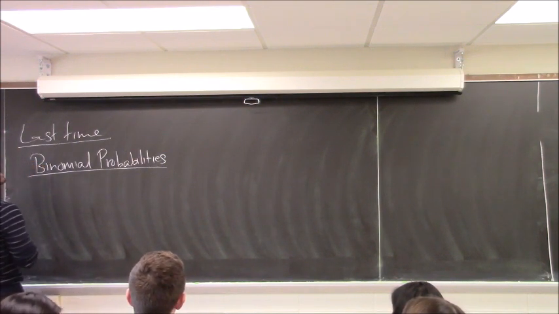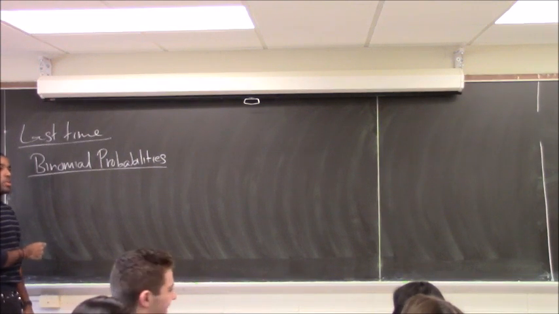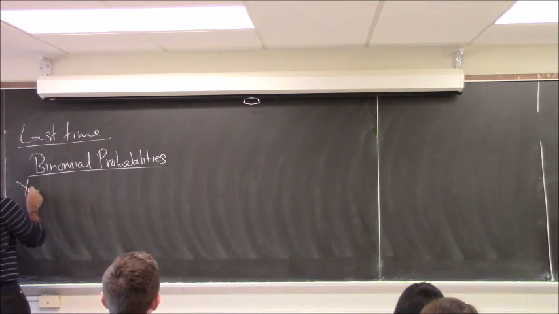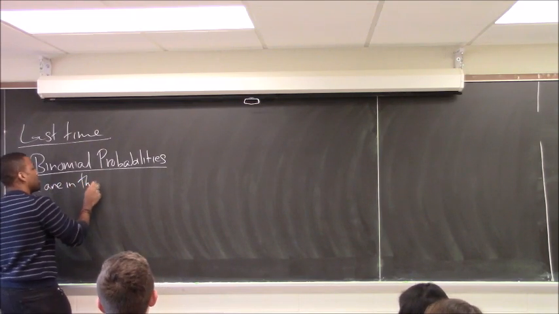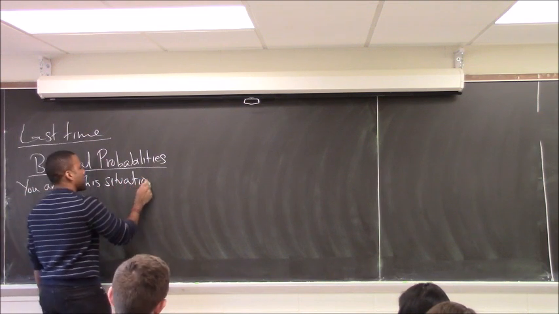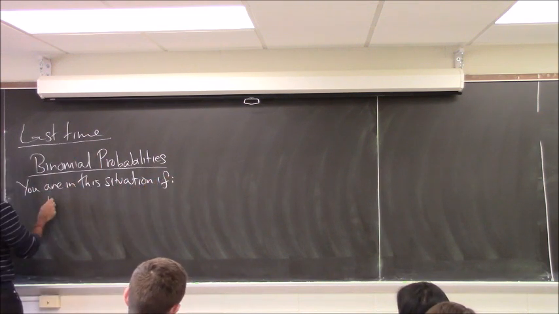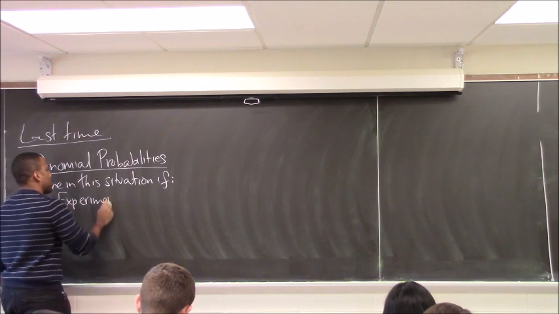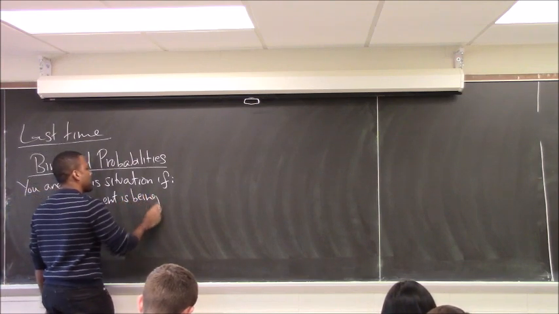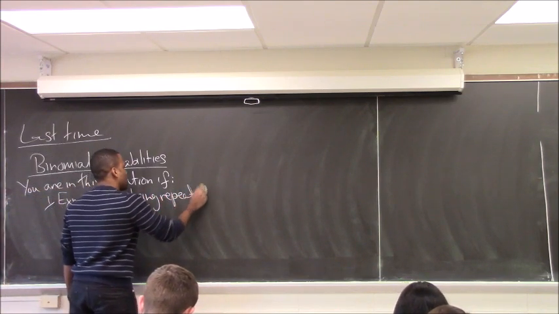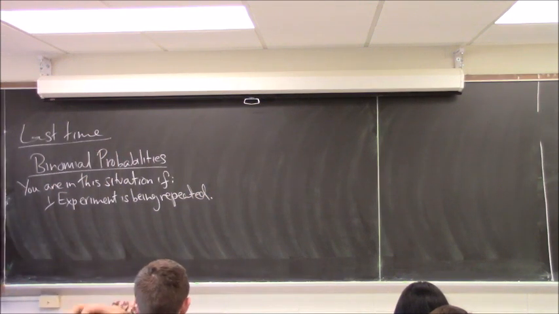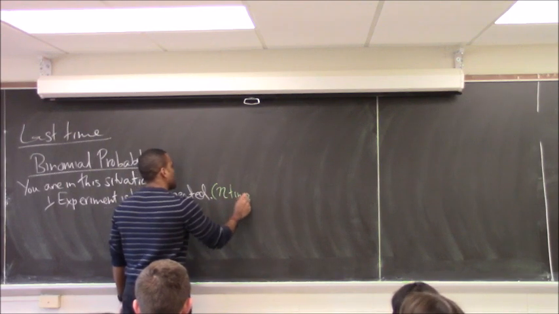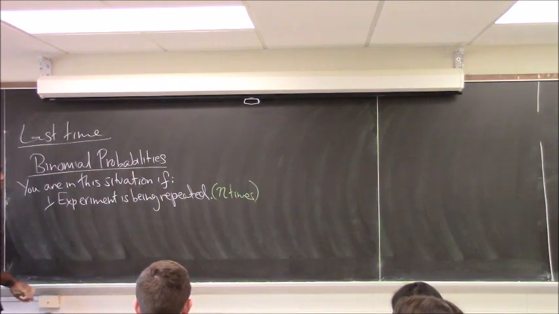Mind. Okay. So, binomial probabilities. You are in this situation if, one, an experiment is being repeated. So the same thing is happening over and over and over again. In fact, we say it's happening n times. That's the number of times the experiment is being repeated.